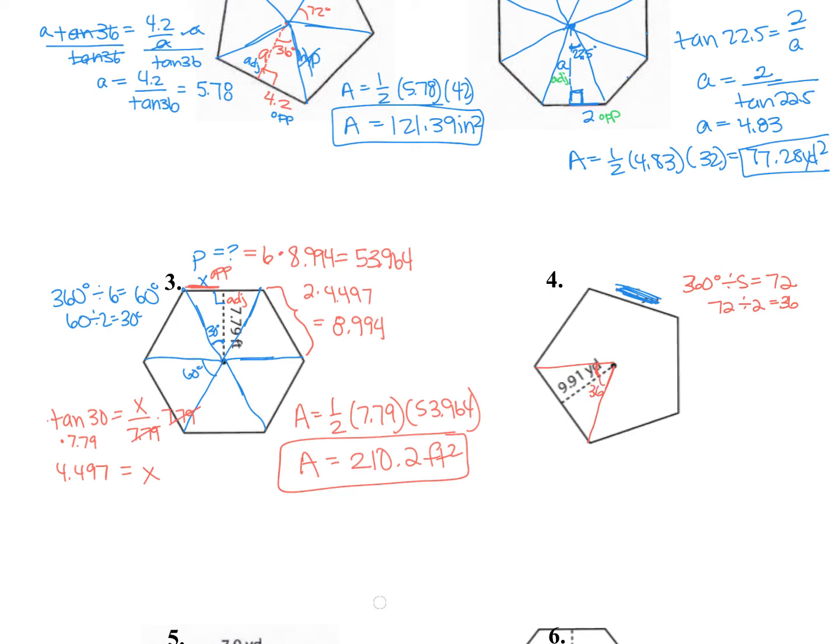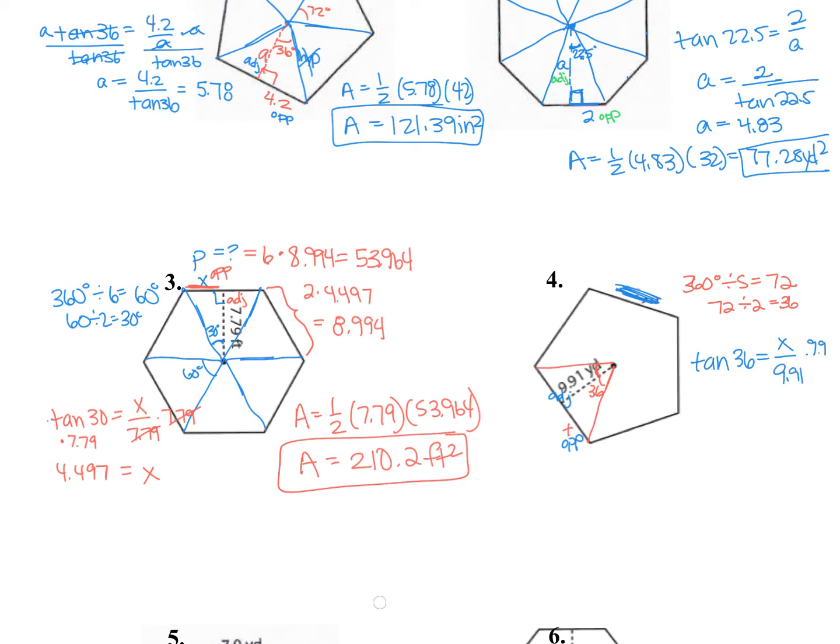That's a 36-degree angle. And what I'm trying to find is my side opposite, because I need to find my perimeter in order to calculate the area of this polygon. So I'll grab a different color here. This is my opposite side. My adjacent side is my 9.91 yards. And so this is going to be a tangent equation. Tangent of 36 is x over 9.91.